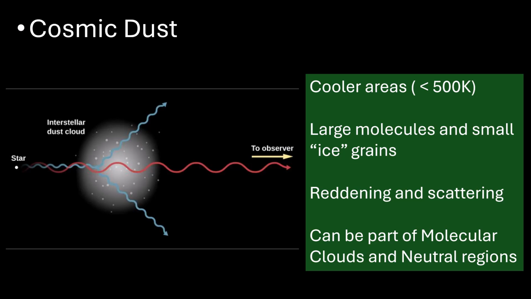When we talk about atomic emission lines, they are usually very, very narrow. Cosmic dust tends to affect a whole range of wavelengths. Usually it lets the red through, but blue and the shorter wavelengths tend to get scattered. So we talk about reddening and scattering. Again, these pieces of dust can be part of molecular clouds or neutral regions. As long as it's relatively cool, they can be there.